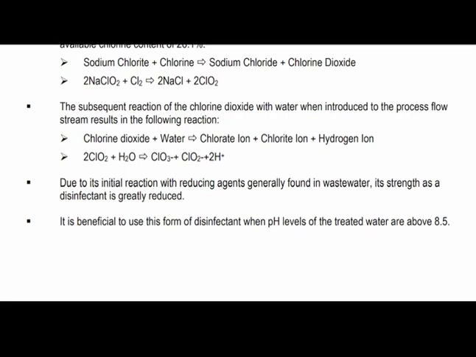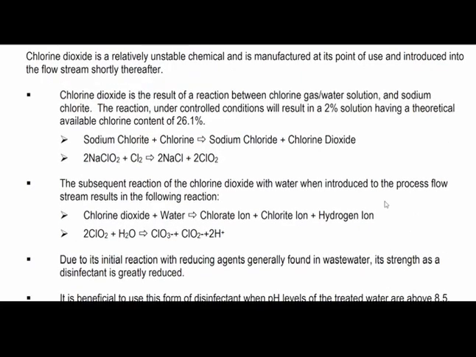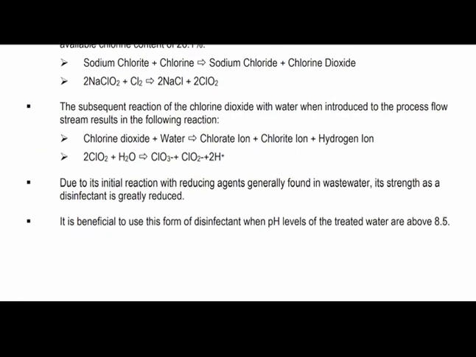Due to its initial reaction with reducing agents generally found in wastewater, its strength as a disinfectant is greatly reduced. It is beneficial to use this form of disinfectant when the pH level of the treated water is above 8.5. So you want to use chlorine dioxide when the pH is above 8.5, so where it's more alkaline.